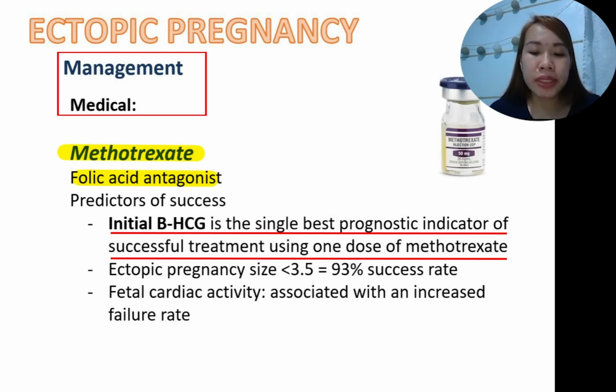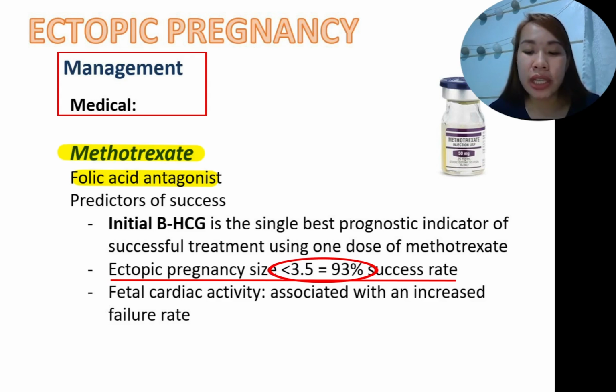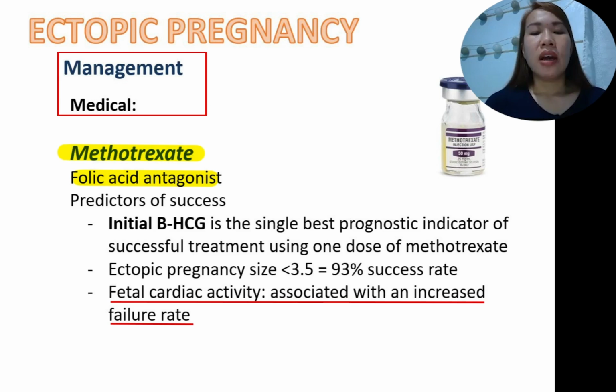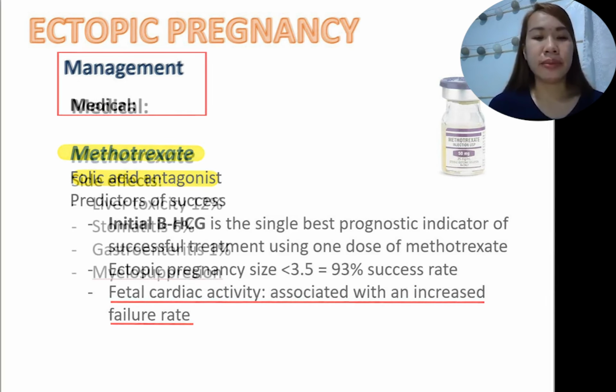Okay, another predictor of success is the size of the ectopic pregnancy. If the size is less than 3.5 centimeter, then it will give us 93% of success rate. While if it is greater than 3.5 centimeter, the success rate goes down to only 87 to 90%. And fetal cardiac activity is associated with increased failure rate. And of course, class, if there is a fetal cardiac activity, we should not be using methotrexate, because the baby is still having his or her heartbeat.